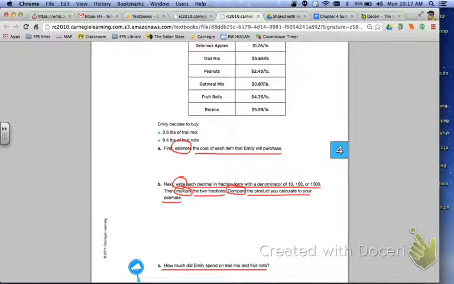Let's go ahead and do letters A, B, and C with your group members. First, estimate the cost of each item that Emily will purchase. In letter B, write each decimal in fraction form with a denominator of 10, 100, or 1000. Then multiply the two fractions. And finally, compare the product you calculate to your estimate. And in letter C, figure out how much Emily spent on the trail mix and the fruit rolls.